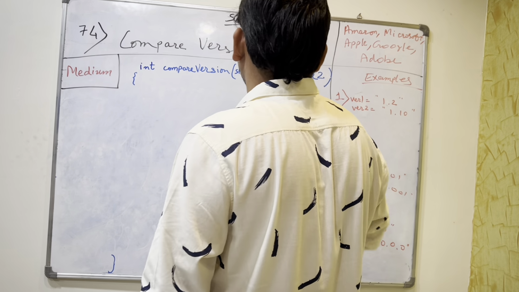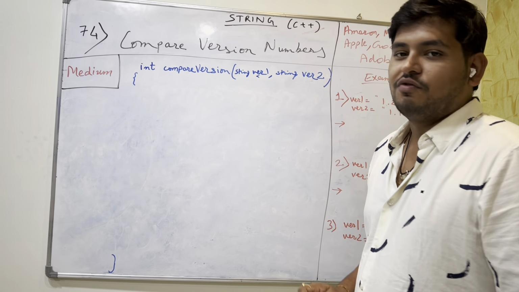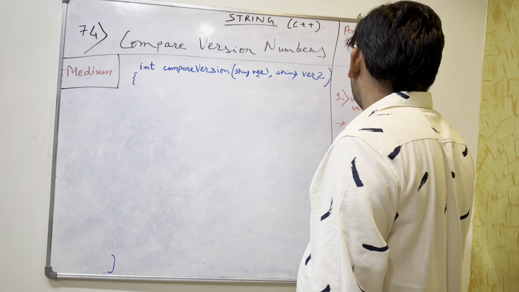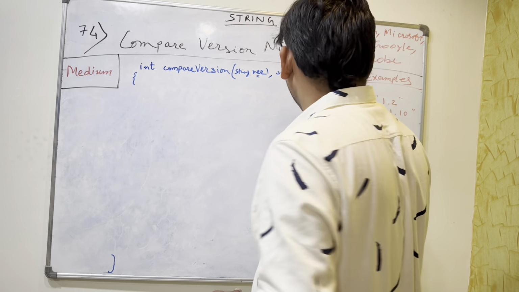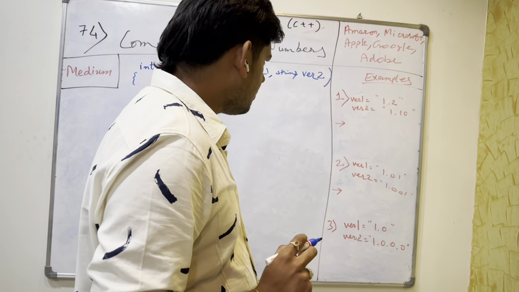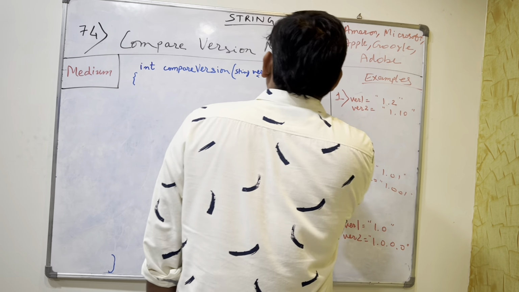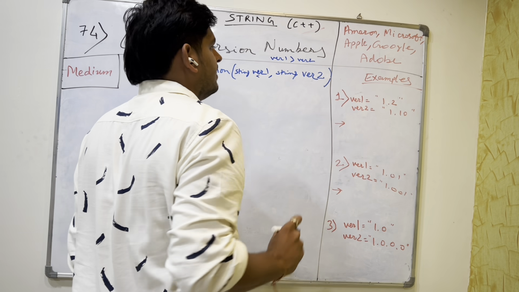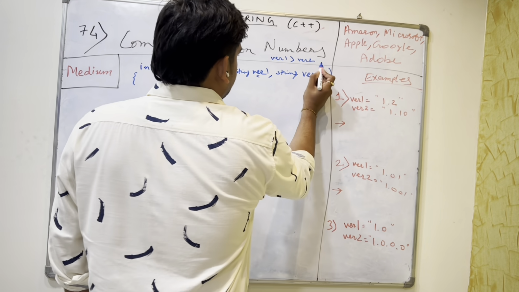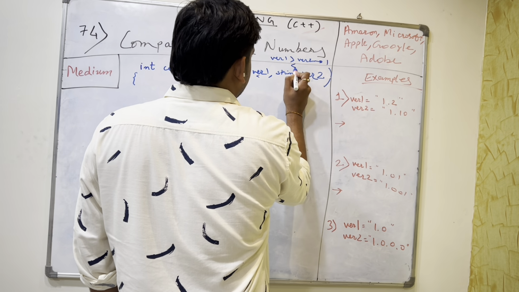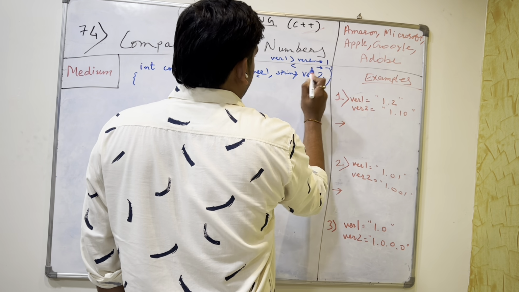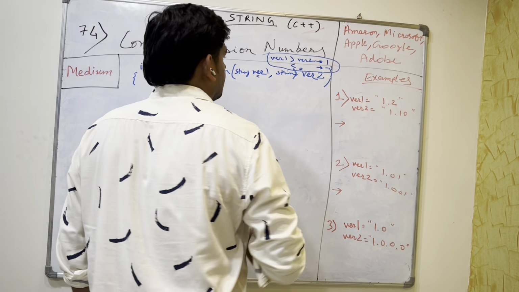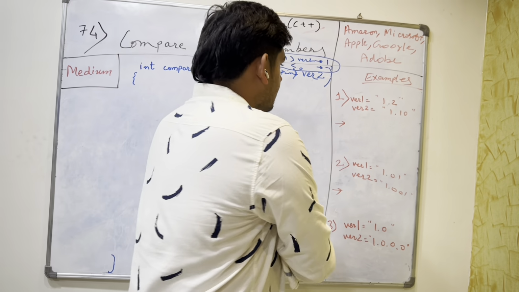Compare version numbers. So we are given two versions, VR1 and VR2, and we need to compare them. These versions are separated by revisions in the form of dots. If the version VR1 is greater than the second version, we will return 1. If it is less than the second version, we will return -1, and if it is equal, then we will be returning 0. Okay, this is given in the question. And let's see the examples.